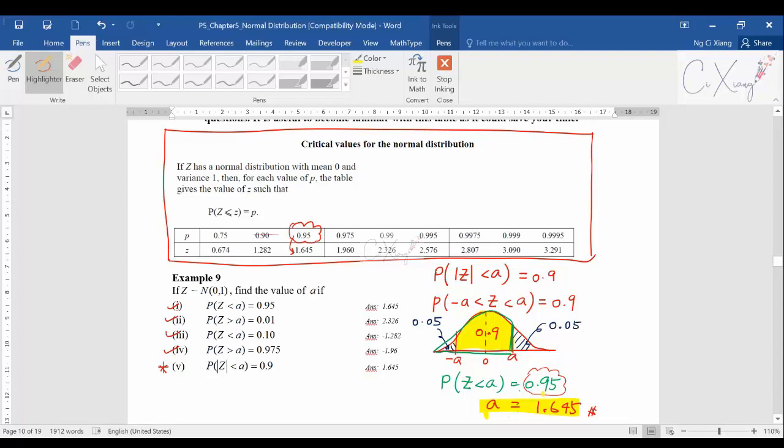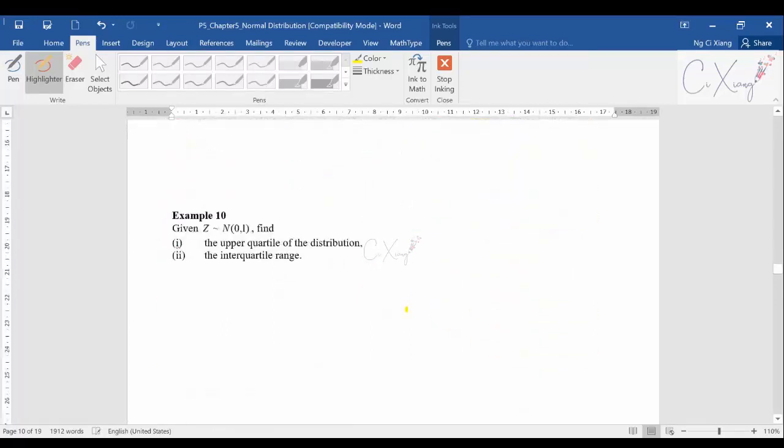Okay, so this is what we have for example 9. In parts 1 until 4, go and try out on your own. For these four parts, you can always use this table here, the critical value for normal distribution table. Okay. So if no problem, then if I proceed further, I also want you to have a look at example 10.